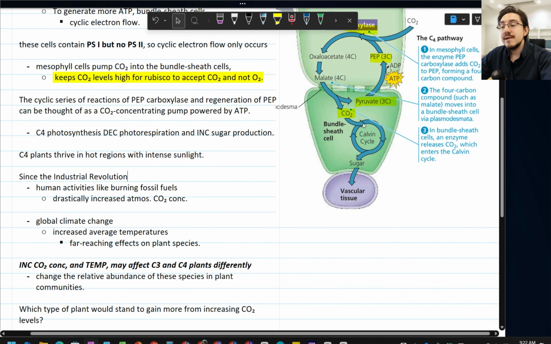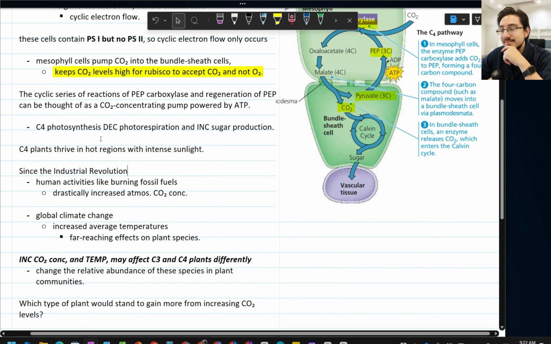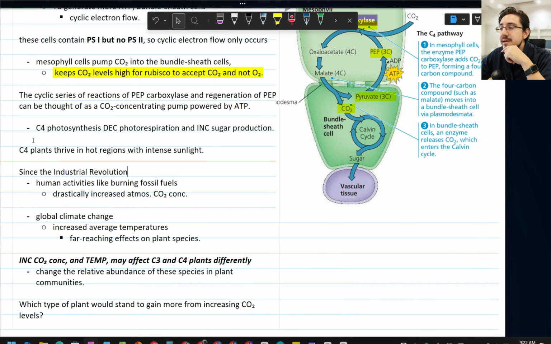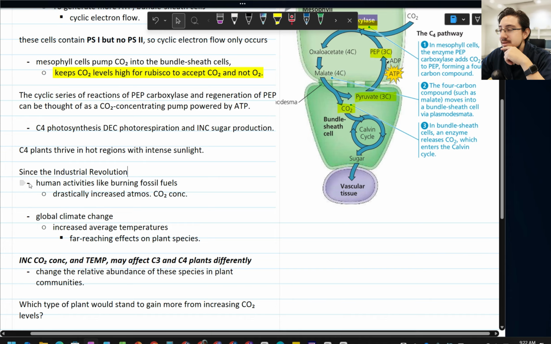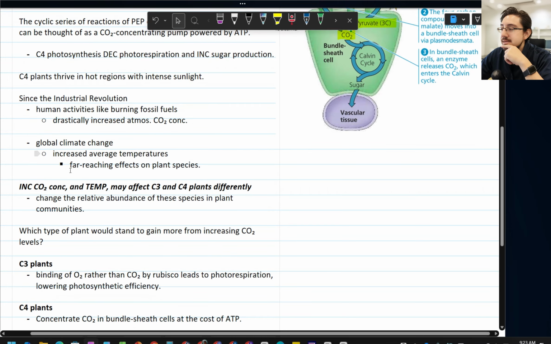Ultimately, to produce sugar, that sugar could be passed down to the phloem of the plant. So this can be thought of as a CO2 concentrating pump powered by ATP. Okay. So C4 plant photosynthesis decreases photorespiration and increases sugar production. So it's a very fail-safe mechanism to prevent photorespiration from occurring. C4 plants generally thrive in hot regions with intense sunlight.